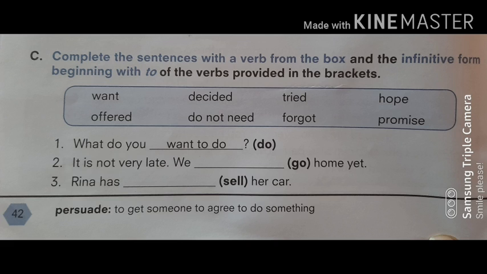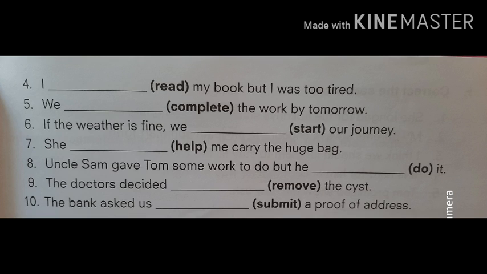Second one, it is not very late. We do not need to go home yet. So I am telling you the answers, but you try to read it and understand it, and read it two or three times if you do not understand. Third one, Reena has tried to sell her car, or Reena has decided to sell her car. Fourth sentence, I decided to read my book but I was too tired. Fifth one, we hope to complete the work by tomorrow.